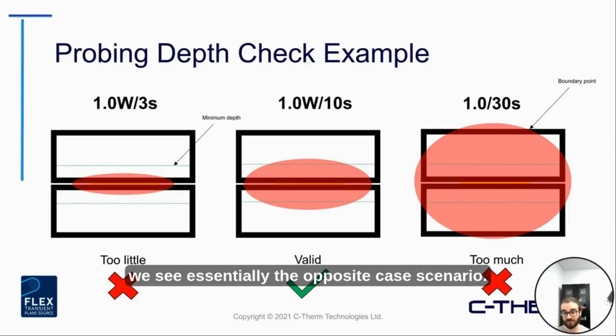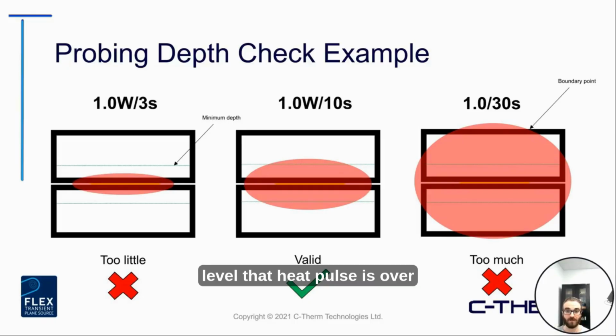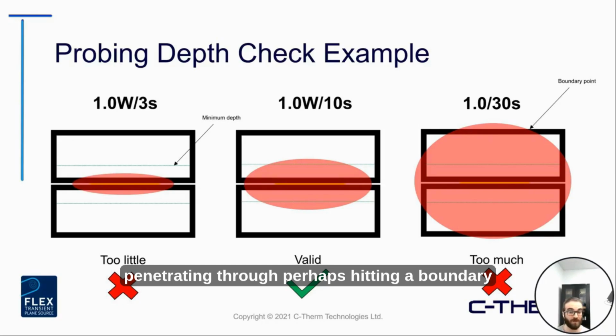On the far right, though, we see essentially the opposite case scenario. Perhaps you've run the measurement for too long, or maybe too high of a power level. That heat pulse is oversaturating the material it's penetrating through, perhaps hitting a boundary condition. These would also be things that would result in an invalid measurement. And again, this is something that you would want to avoid.